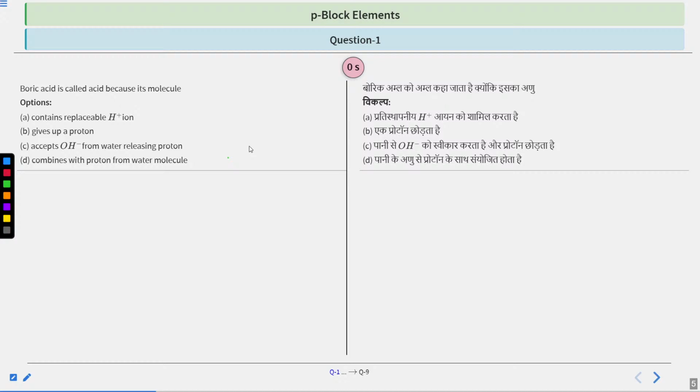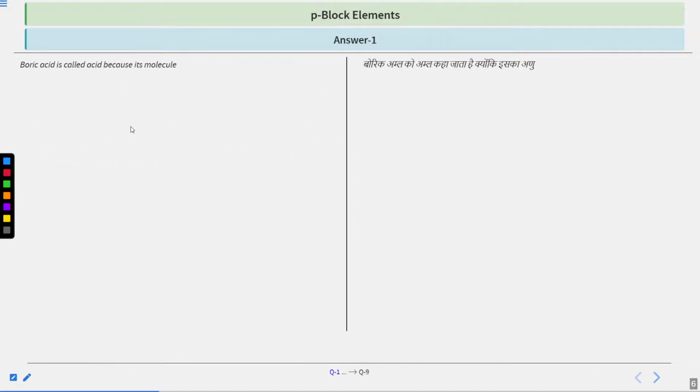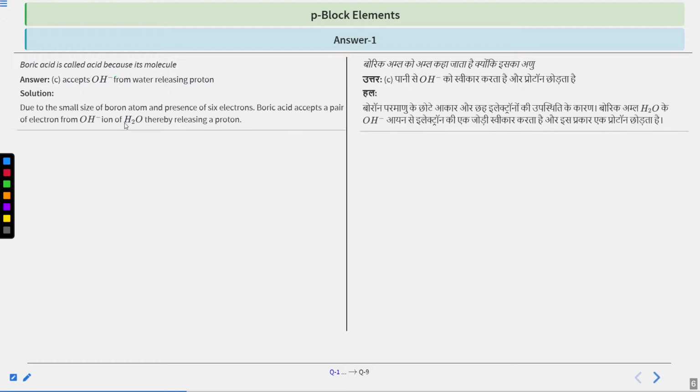Okay, so your time is up. Let us see the solution. The question was that boric acid is called an acid because its molecule... First of all, the answer is that it accepts OH- because there is no H+ present in boric acid that is available to be donated.